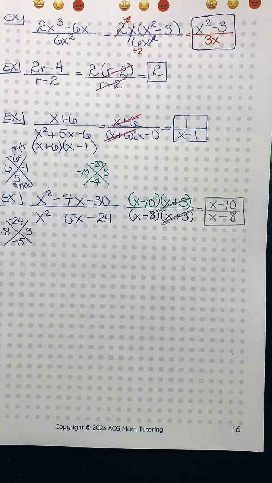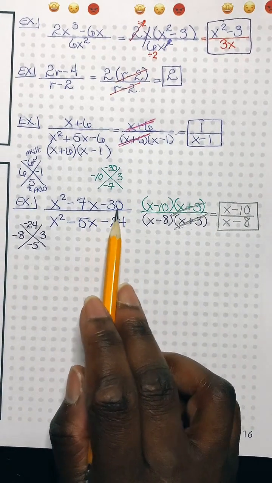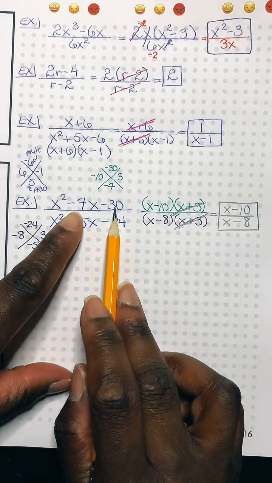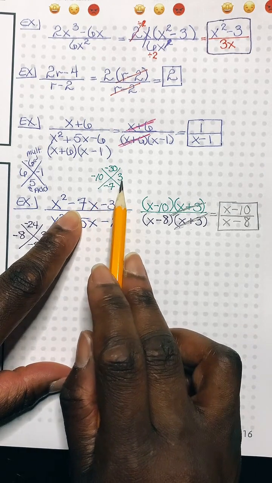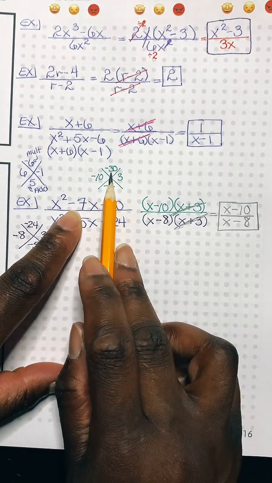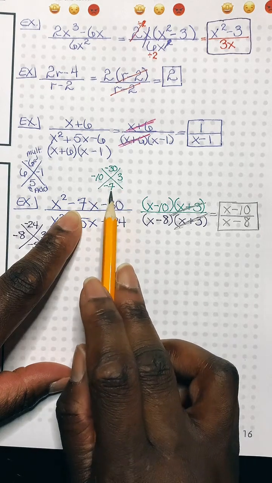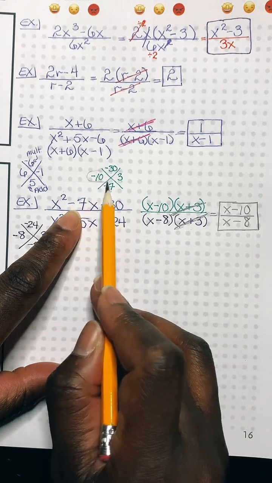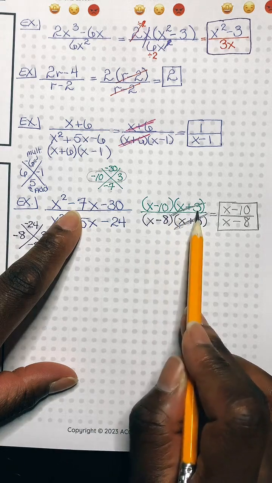But where did the 10 and the 8 come from? Okay. So in order for me to think of what two numbers multiplied together give me negative 30 and add together to give me a negative 7, negative 10 times positive 3 gives me a negative 30, and negative 10 plus 3 gives me a negative 7. So I'm going to use these two factors to put inside of my parentheses.